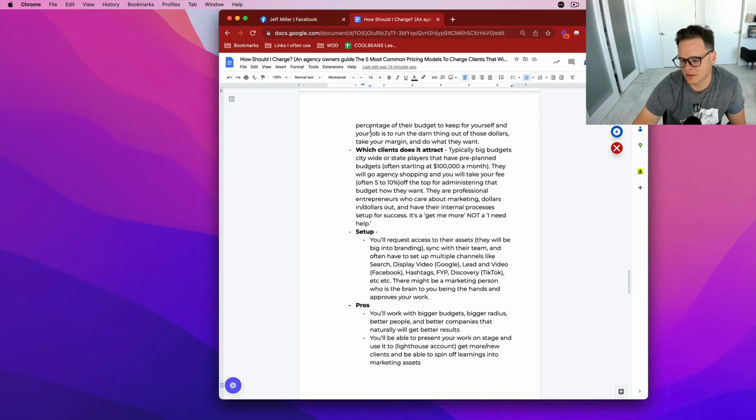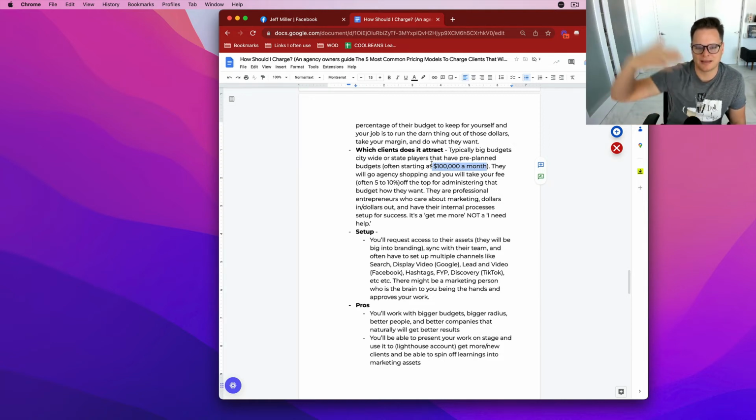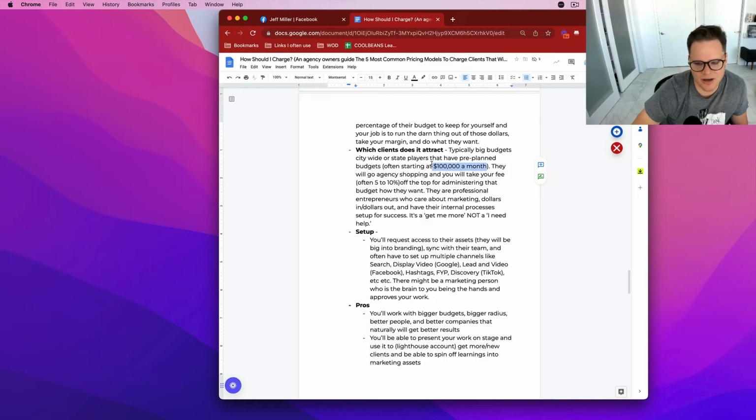So they'll meet once a business quarter, once a year, and say, hey, we got this amount of money to spend on marketing, this amount of money to spend on advertising. Usually they'll start off with like $100,000 a month, because those internal ways of working are a function of the people that they attract to that business. So they start doing business planning and stuff like that. They will go agency shopping, and you'll take your fee, 5 to 10% off the top, for administering the budget.